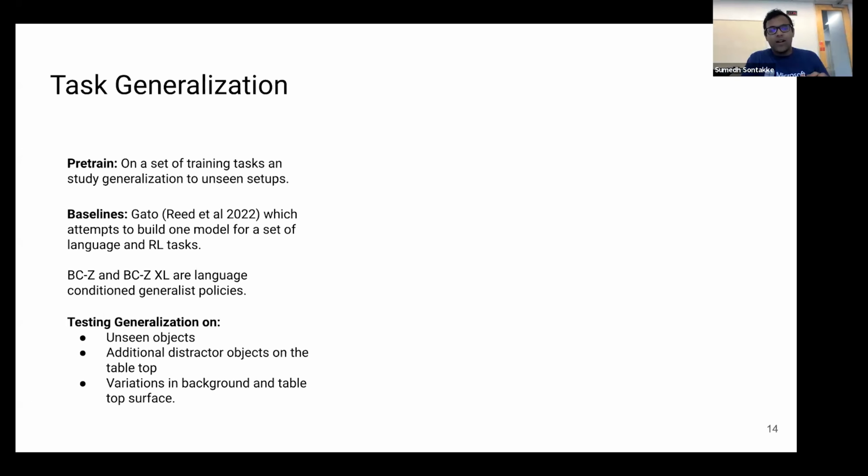And we test on 3 types of generalizations. So one is, of course, using unseen objects. So maybe you have a set of objects that you've trained on, interacted with them, and then at test time, you're given a new set of objects.